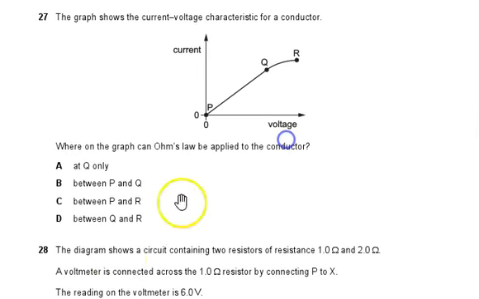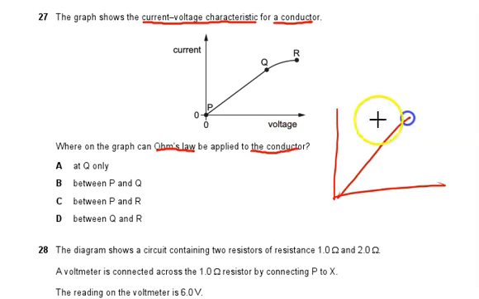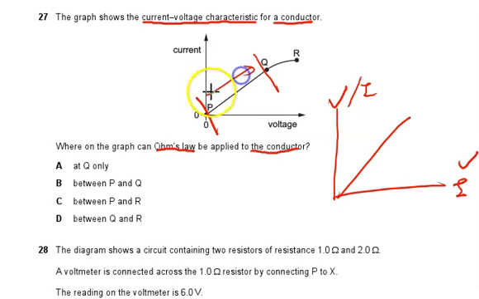Question 27, the graph shows current-voltage characteristics of a conductor. Where on the graph can Ohm's law be applied to the conductor? Ohm's law must be a straight line. V, I or I, V, it doesn't matter, but it has to be a straight line. So it should be from here to here. It's a straight line between P to Q. That's your answer here.